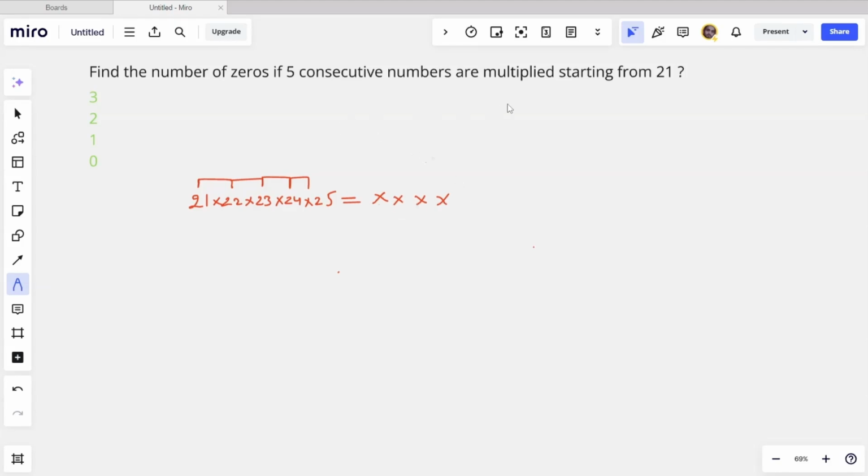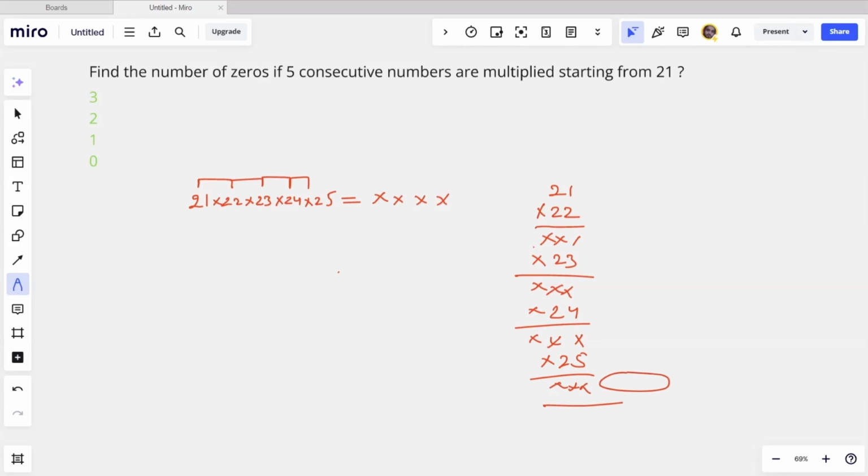So it is asking how many zeros are in the product. Okay, so if we do 21 into 22, then something will be the result. Then we multiply this by 23, then by 24, then by 25, and after that we check how many zeros are in the product. So it is too lengthy a method, and it will consume a lot of time, and in the exam we do not have a lot of time. So we need to find the trick.